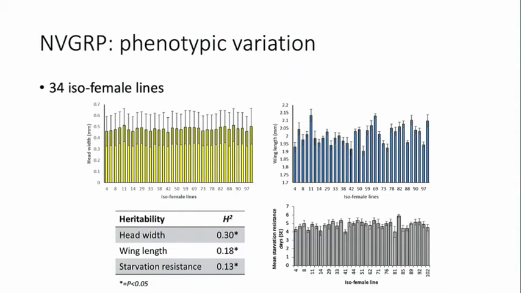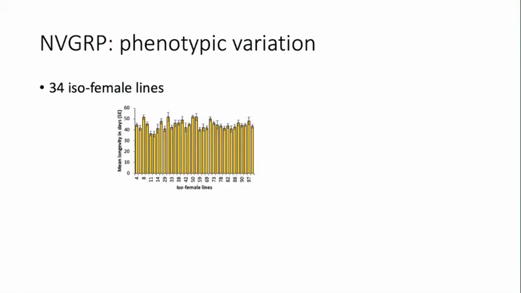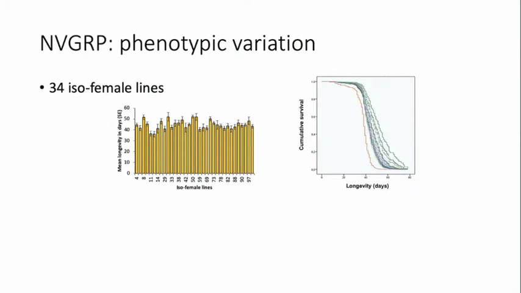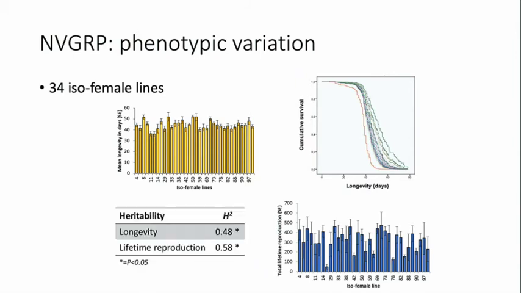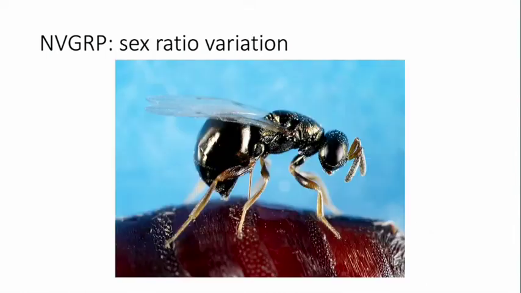So for those traits, and here are a few other estimates. So this is longevity. That's again longevity, and here is the total lifetime reproduction. Again, there are strong heritabilities there. So it's interesting to look at the genetic basis of that, which I won't go into right now, because I want to discuss the variation in sex ratio with you.